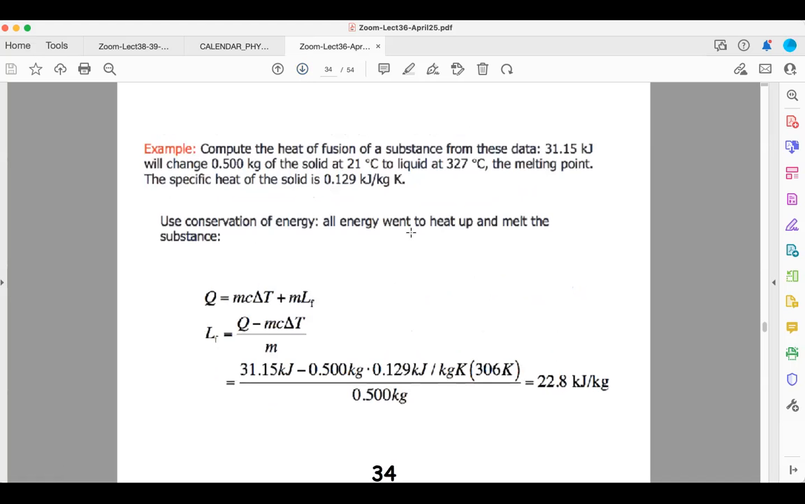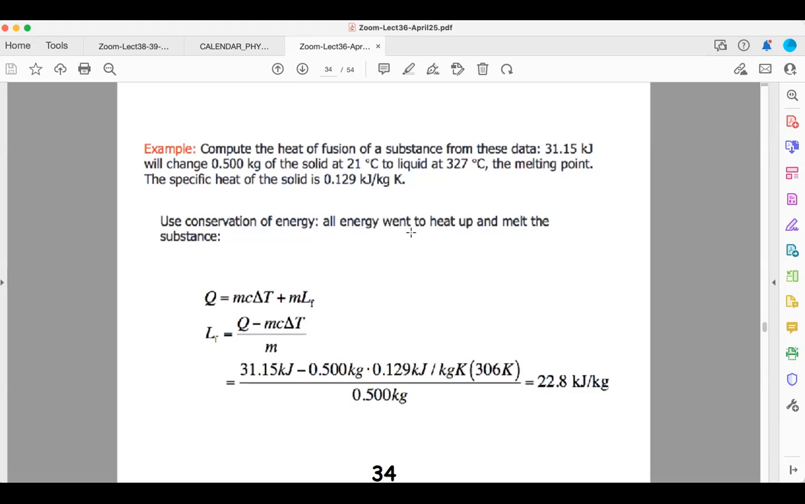Okay, then let's see another problem that we haven't seen, and this is more typical of what you are going to find in the finals. Compute the heat of fusion of a substance from this data. 31.15 kilojoules will change 0.500 kilogram of the solid at 21 Celsius to liquid at 327 Celsius, the melting point. The specific heat of the solid is 0.129 kilojoules divided by kilogram Kelvin.